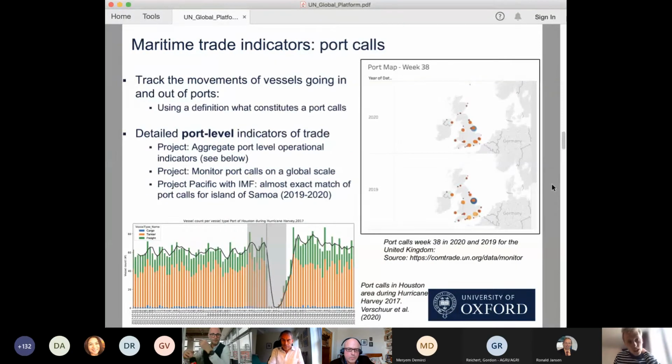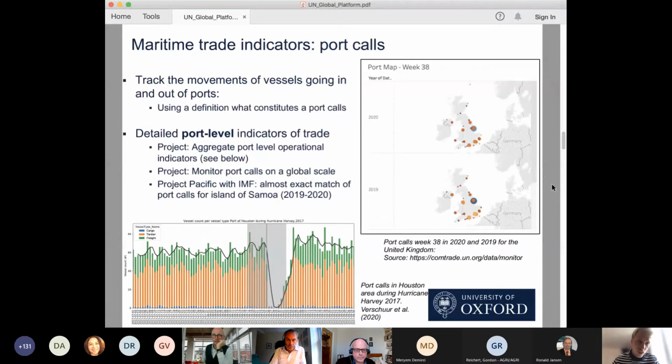So I started at the basics and looked at port calls, because this is kind of the easiest use case of AIS data. And what we do is we define a certain port boundary and we track the movement of vessels going in and out of port. And using this, we can sort of define when this movement of vessels constitutes a port call, and then we can do different things with it. So I'll show you a few things that we've done with this.